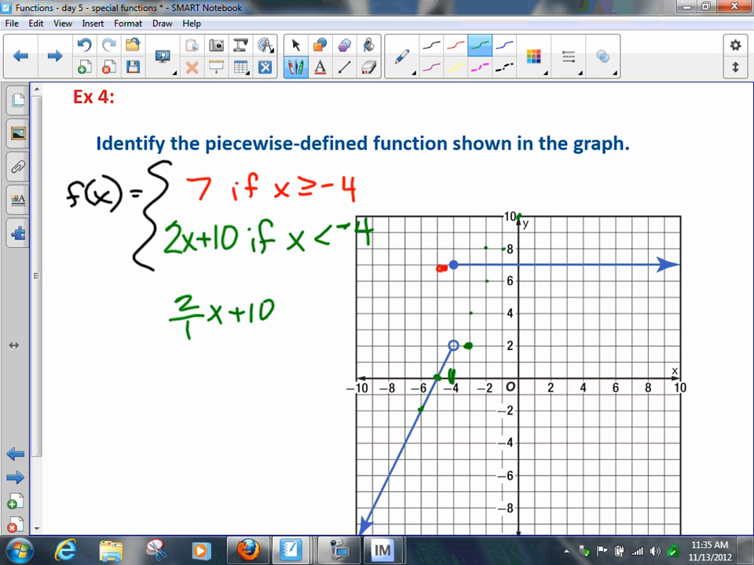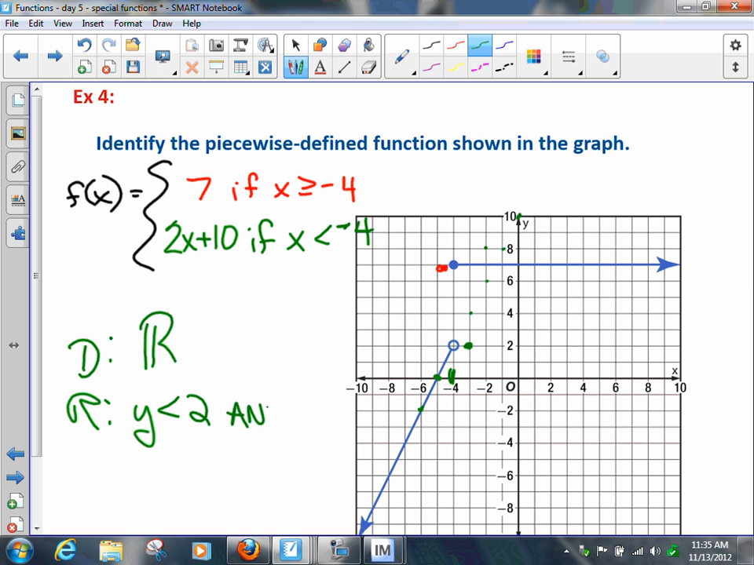Domain and range. Domain, what is it, folks? All reals, negative infinity to positive infinity. Range, let's go with the bottom line first. Y is less than 2 and y equals 7. How many of you got that? Look at y'all. High five.